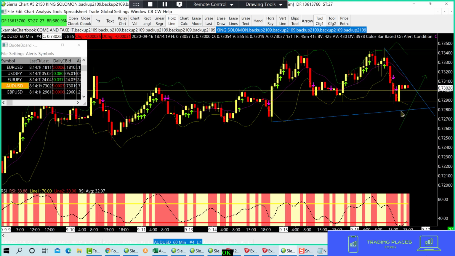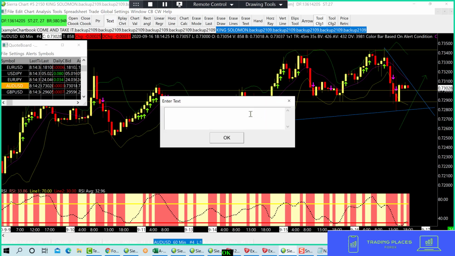It kind of broke support here and created a new low, and then it just bounced up and did this. So now it's back on track again. I think it's going to go north. Just go north within the channel.